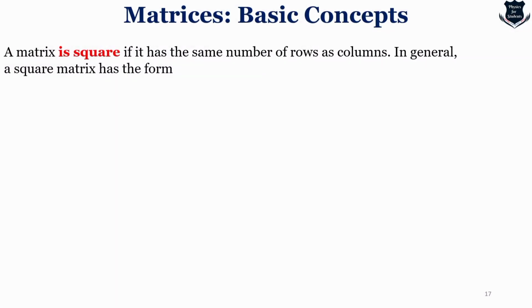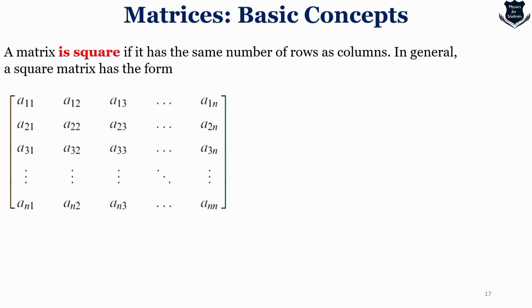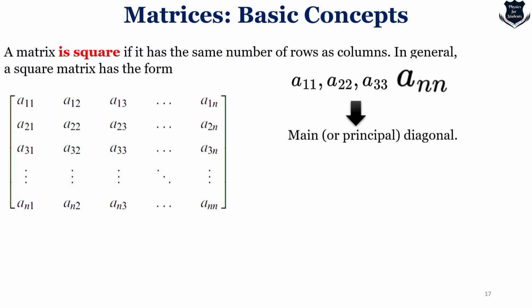Okay, now what is called a square matrix, for example? A matrix is square if it has the same number of rows and columns. You can see this is a square, and these elements a_11, a_22, a_33 and so on up to a_nn are called the principal or diagonal. So let us write it once again. This should be nn anyway. So this is called the main or principal diagonal, right?